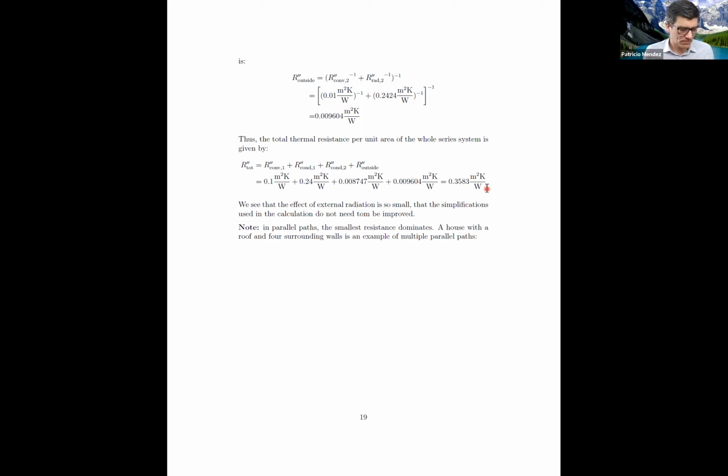To give you an idea, when we calculated the wall, accounting for convection, we got 3.587. And now we got 0.3583. The difference is little and is in the fourth digit. But we can do it if we want. And if all of a sudden the house is glowing red hot, well, radiation might become relevant, and we know how to account for that.